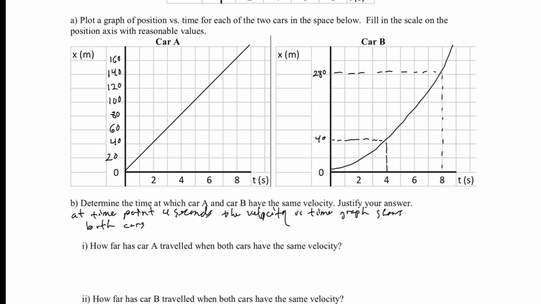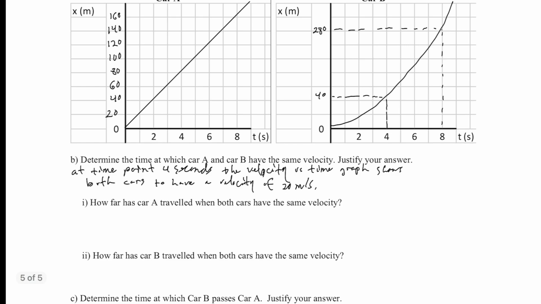So at time point 4 seconds, the velocity versus time graph shows both cars to have a velocity of 20 meters per second. How far has car A traveled when both cars have the same velocity? So we want to know how far has car A traveled.